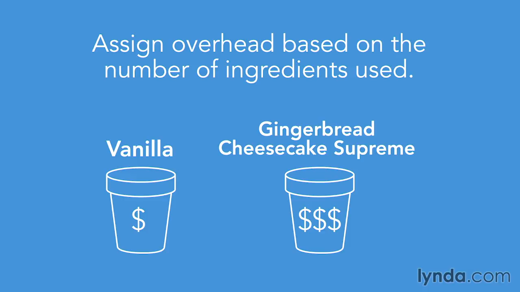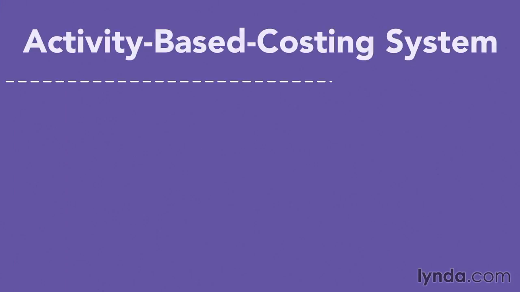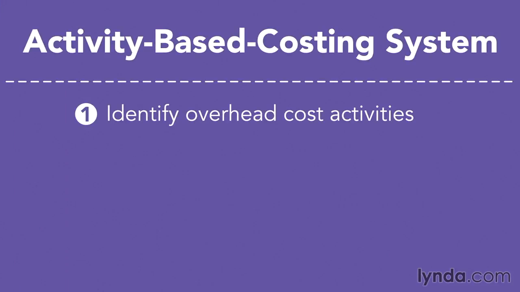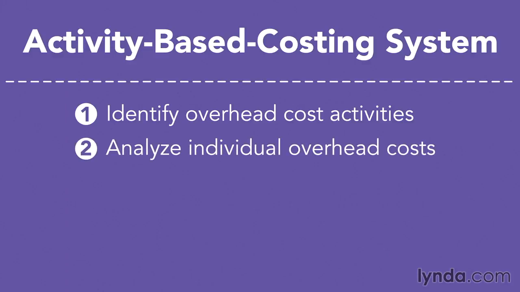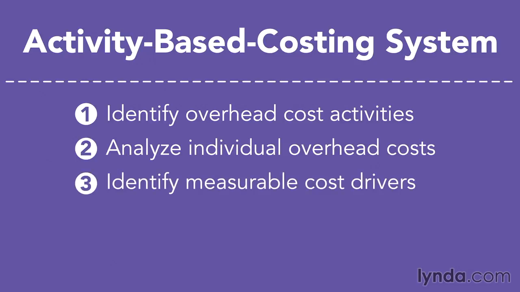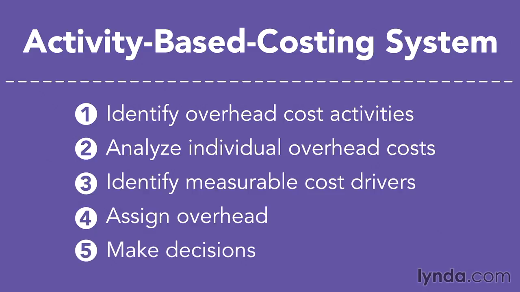In the topics that follow, we will illustrate and discuss the 5 steps in implementing and using an ABC system, which are, first, identify overhead cost activities. Second, analyze individual overhead costs in terms of those cost activities. Third, identify measurable cost drivers. Fourth, assign the overhead. And fifth, use the ABC data to make decisions. Now, let's take a look first at identifying overhead cost activities. We'll do that next.